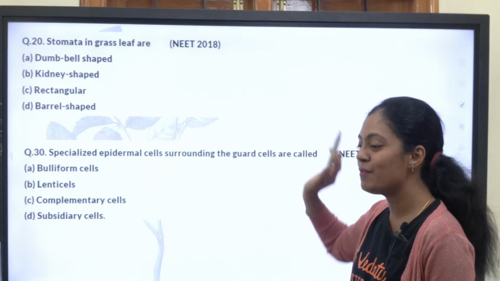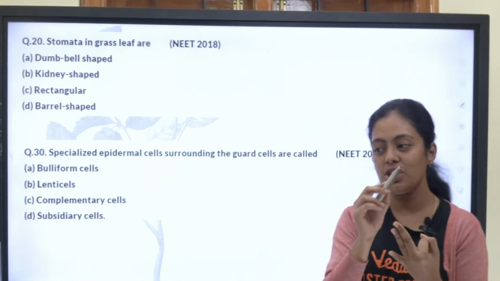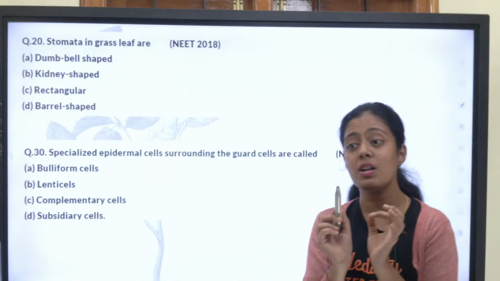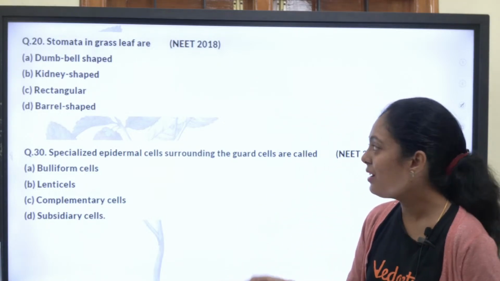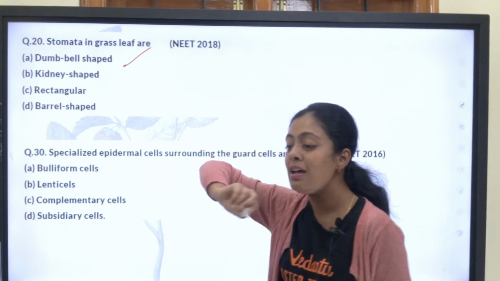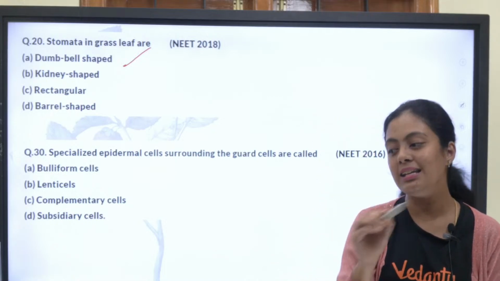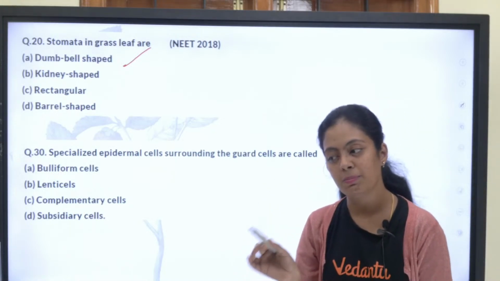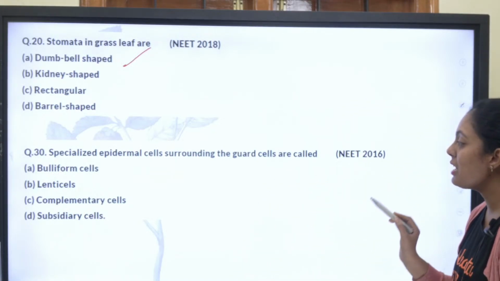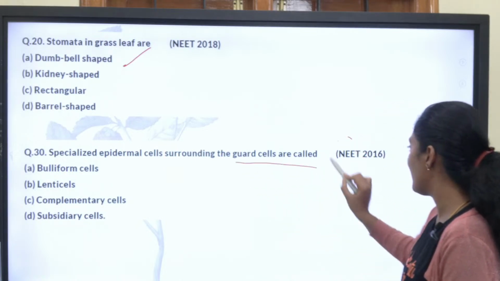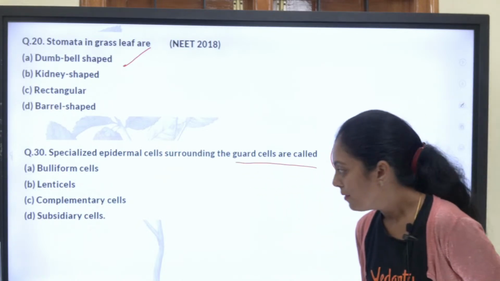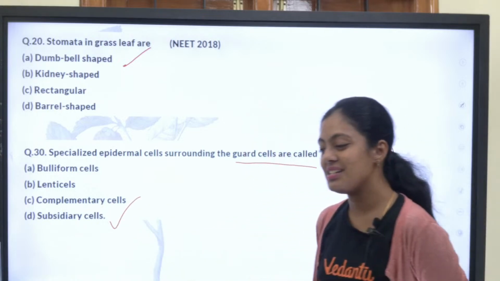Stomata in grass leaf are dumbbell shape, kidney shape, rectangular shape, barrel shape. What is the shape of the stomata in the leaf of grass? Very good. It is dumbbell in monocot, and kidney shape or bean shape in dicot. Both are correct. Okay. Specialized epidermal cells surrounding the guard cell. NEET 2016. Very good. Subsidiary cells.